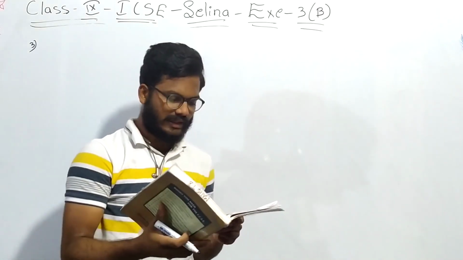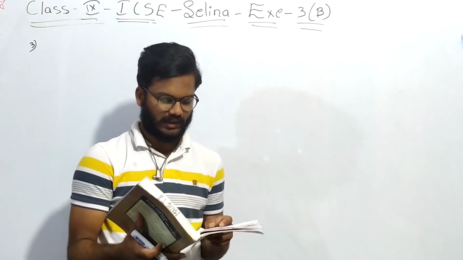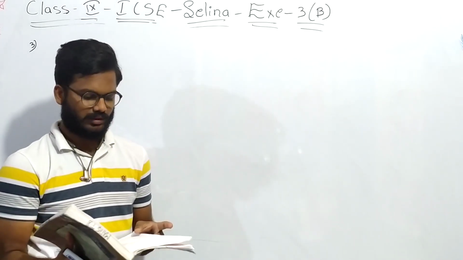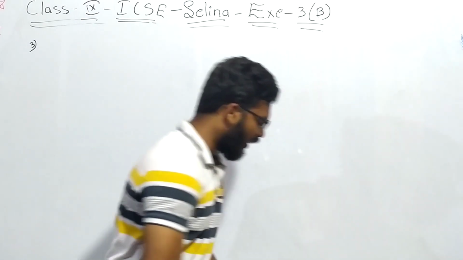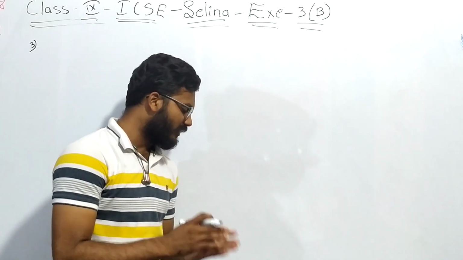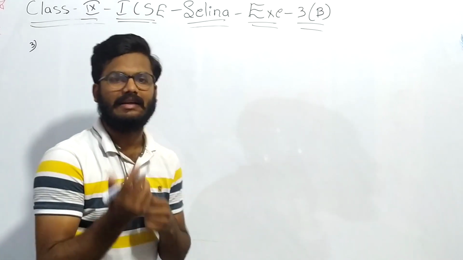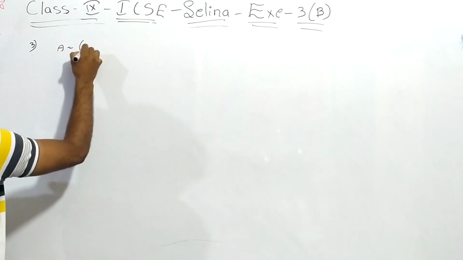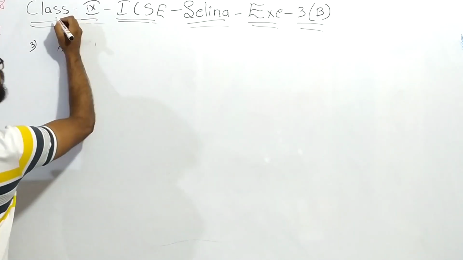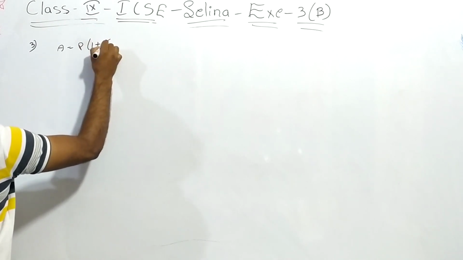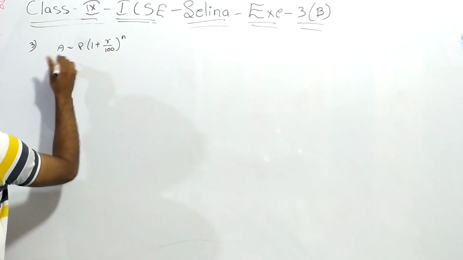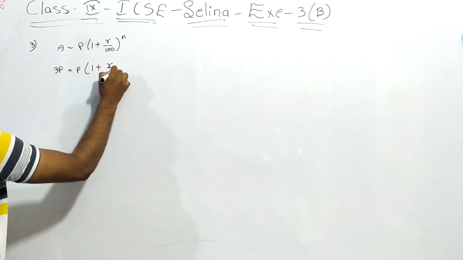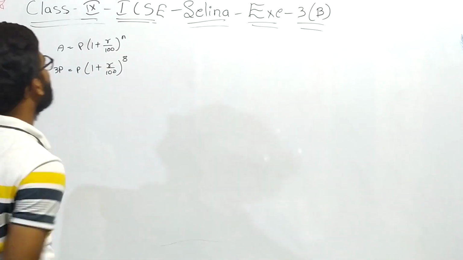A sum of money is lent out at compound interest at a certain rate percent per annum and becomes 3 times itself in 8 years. So, up to here we can do. What they are asking: a sum of money becomes 3 times itself in 8 years. So P becomes 3 times itself. So amount is equal to P into (1 plus R by 100) whole power n, right? We know. So 3P is equal to P into (1 plus R by 100) whole power 8.